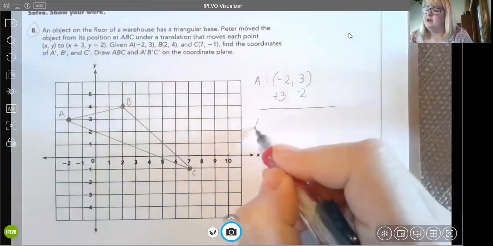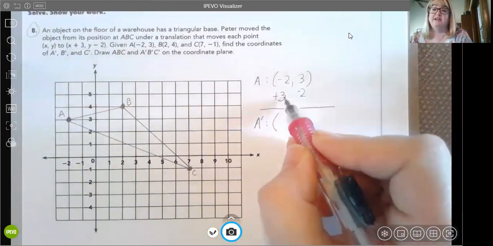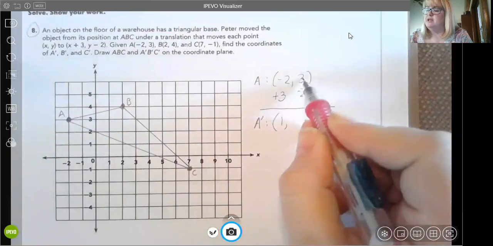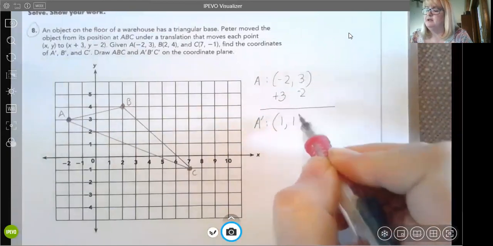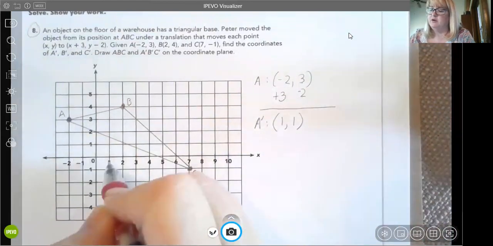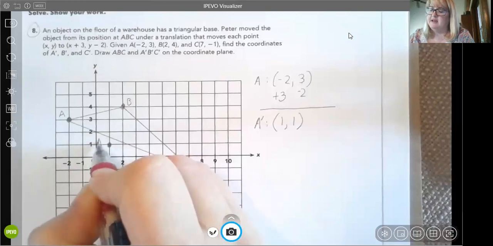Okay, so A prime is going to be -2 plus 3. -2 plus 3 is 1. And then 3 minus 2 is also 1. So A prime is going to be at 1, 1. So I'm going to go over 1, up 1, and I'm going to call this A prime.